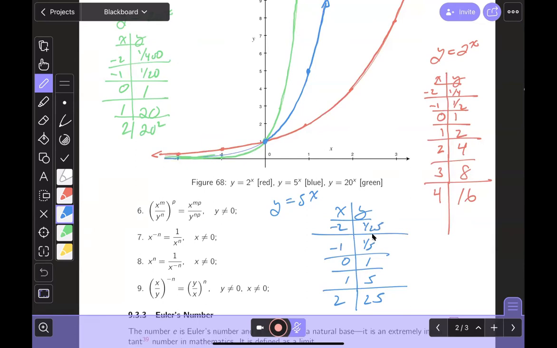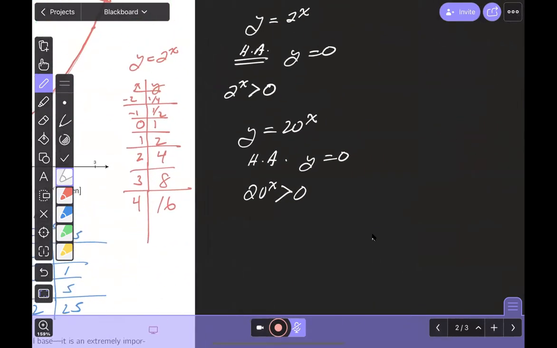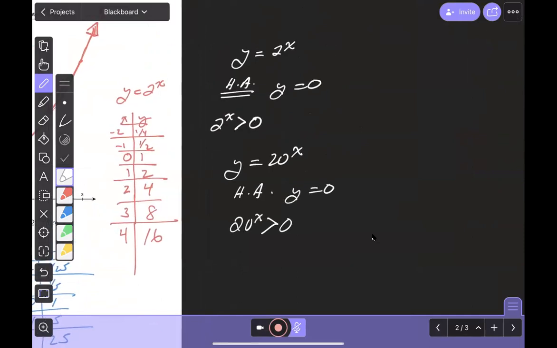What do I know about it? Again, it's asymptotic. All right. Let's write that down for you. Over here, what do I have over here? And we're just taking simple numbers. We have y equals 5 to the x. What do I know? I know there's a horizontal asymptote.